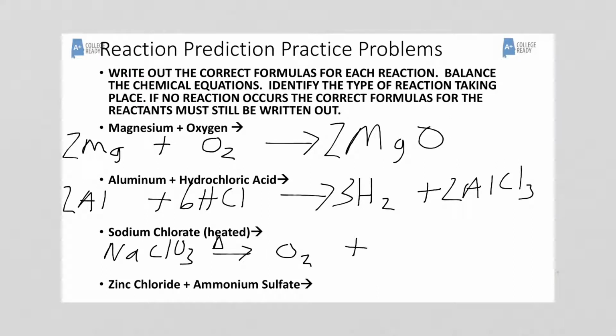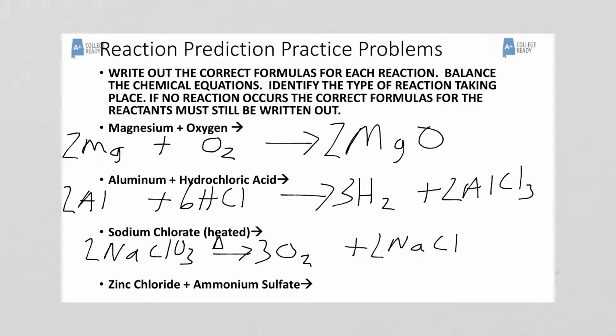Well, the only metallic chloride we could get here would be sodium chloride. The formula for sodium chloride is NaCl. We need to balance this by putting a 2 in front of here, a 2 in front of here, and a 3 in front of O2. So again, that's a decomposition reaction. It's a metallic chlorate decomposing into a metallic chloride and oxygen gas.